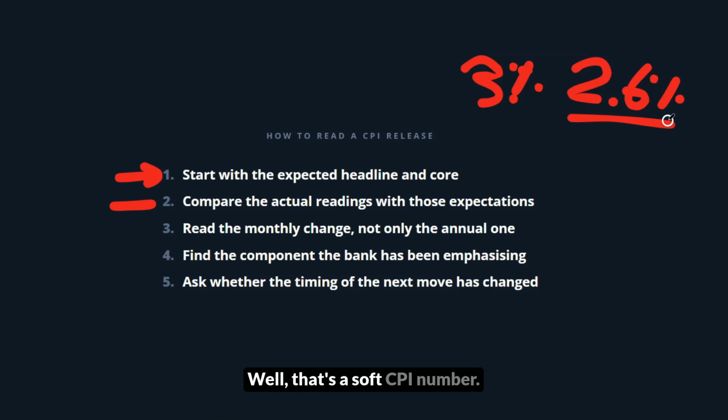Well, that's a soft CPI number. Then read both the year-on-year number and the month-on-month number. Both matter. I tend to prefer to focus more on the year-on-year number because that's what gives me the straightforward look with the central bank's target, because they target a 2% year-on-year number. The monthly number is useful, but I focus more on yearly. Both are part of the same batch of numbers, so they both matter.